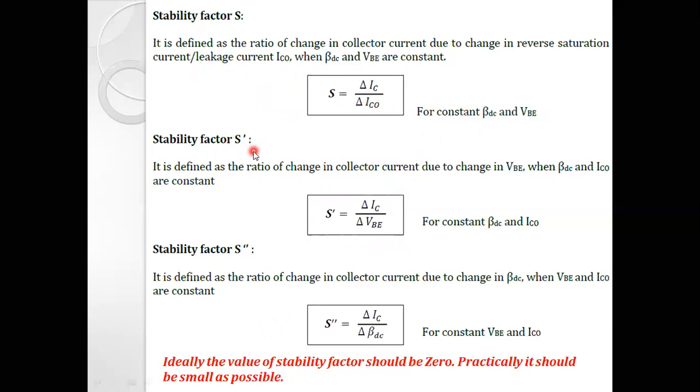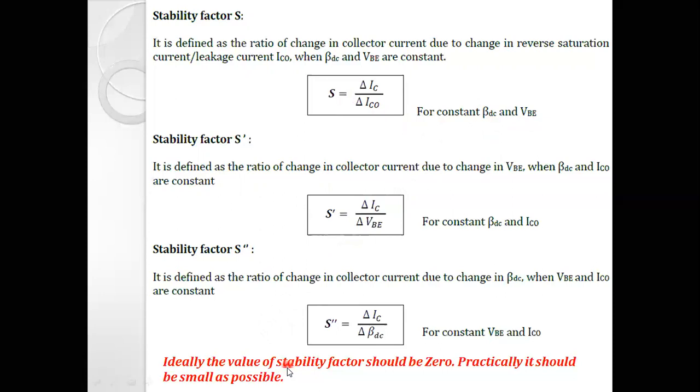Then stability factor S dash shows the ratio between the change in the collector current due to change in the base-emitter voltage while keeping beta DC and ICO constant. And the stability factor S double dash means change in the collector current due to change in beta DC while keeping VBE and ICO constant. So these are the three ways by which we define the stability factor, because these three parameters, the reverse leakage current, the beta DC current gain, and the drop between base and emitter terminal, are responsible for the magnitude of stability factor.